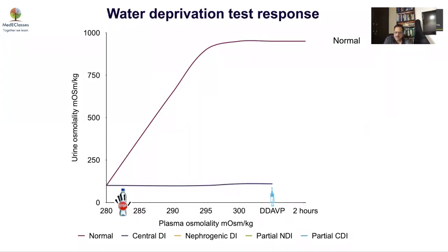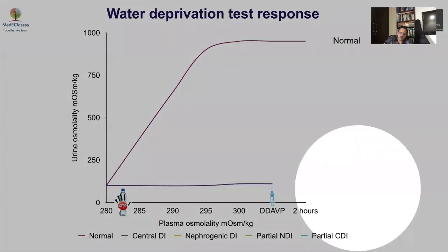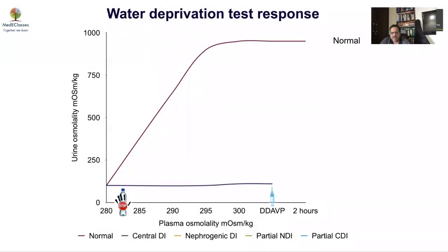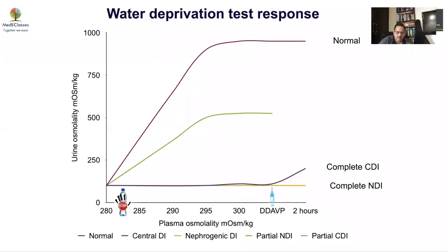However, if the level remains really low, it means it's DI, and if there is a significant increase beyond 50% of baseline, it becomes complete central DI. If there is no increase, it's complete NDI. Sometimes you may have a partial response less than 600, and if you give AVP, there will be no response.